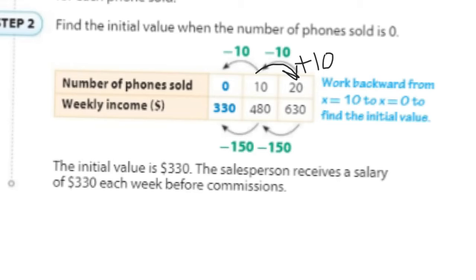But we want to know what happens whenever the salesperson doesn't sell a phone. So rather than adding 10, we're going to subtract 10. And when you do that, x equals 0. So the value of x here is 0.